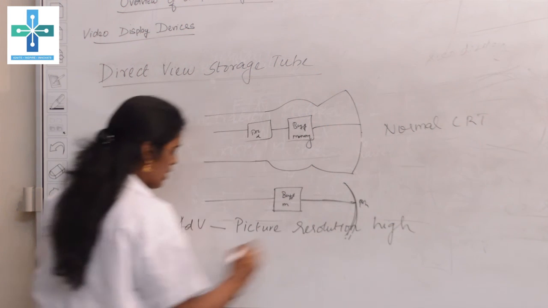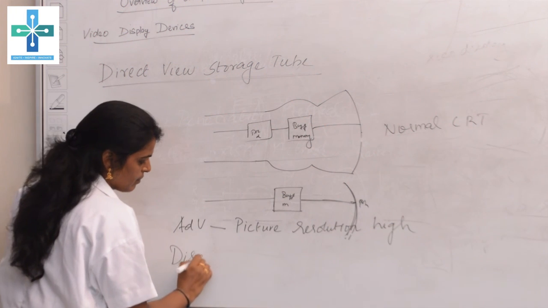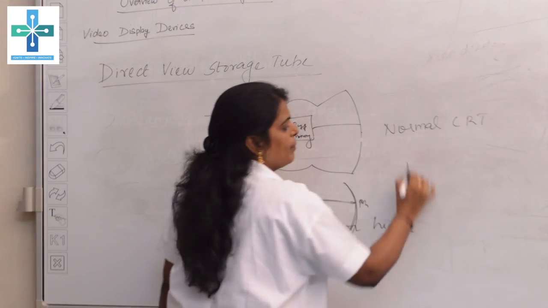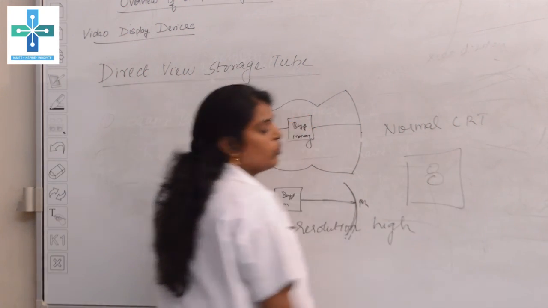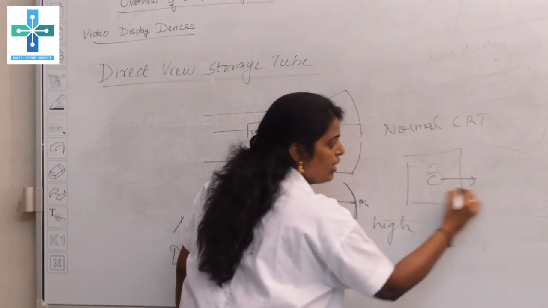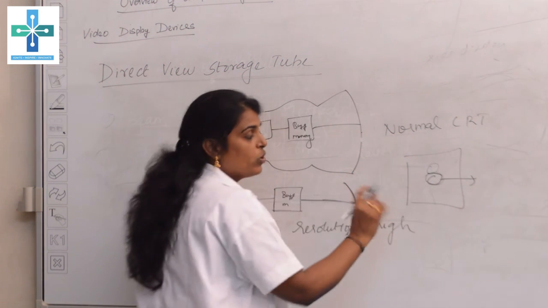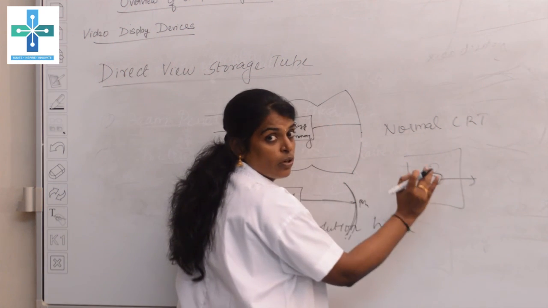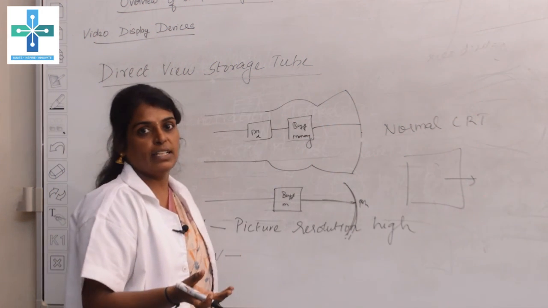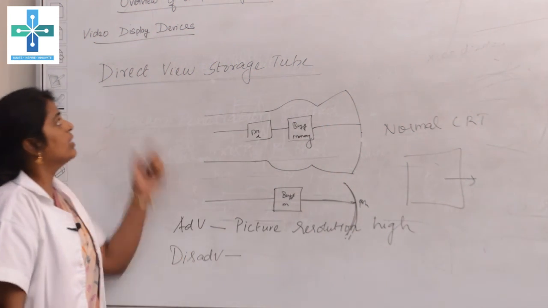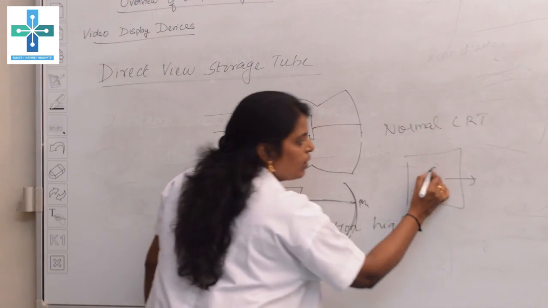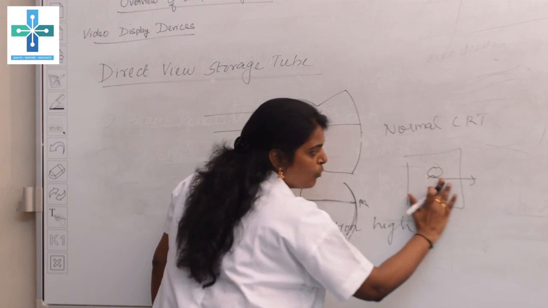And what is the disadvantage? If you want to remove any part of the picture, for example if you want to erase this part, you can't erase this part alone. If you want to erase it, you have to erase the whole picture. You cannot make any updates. That is the drawback in this direct view storage.